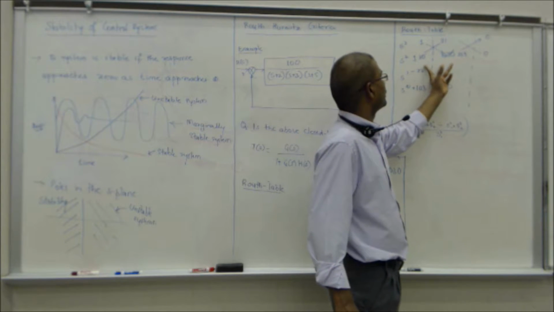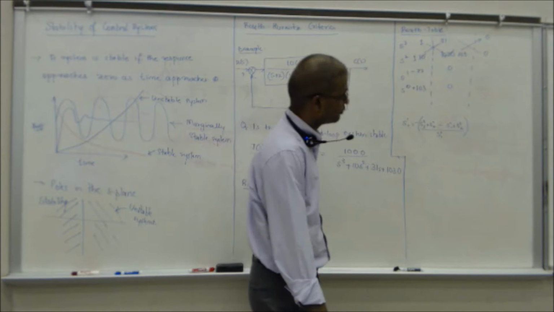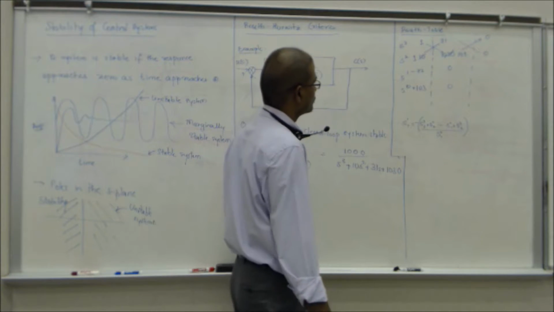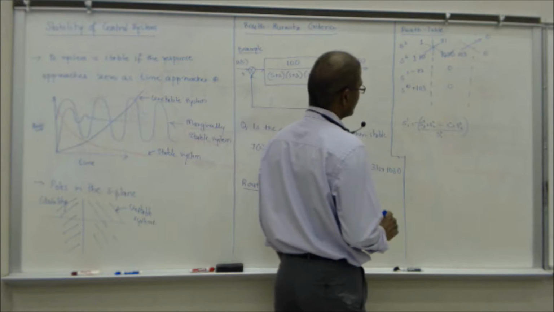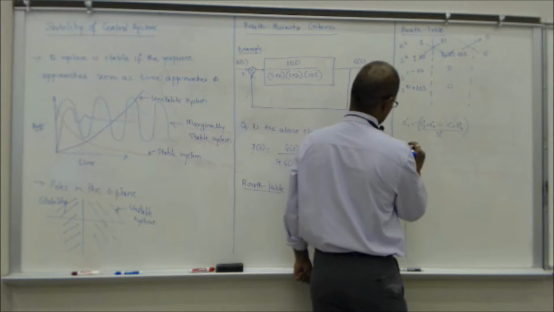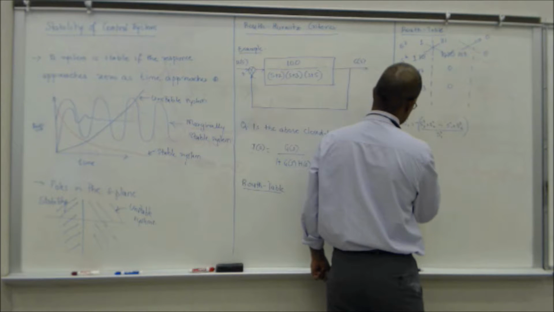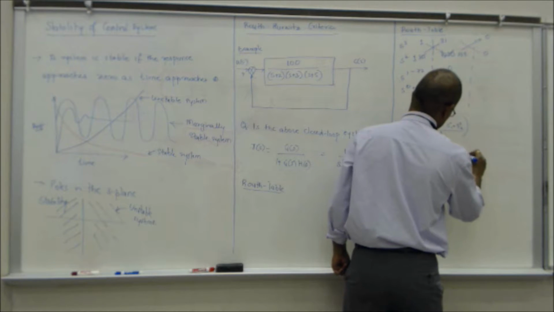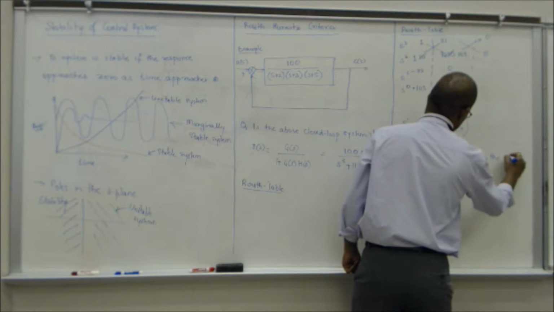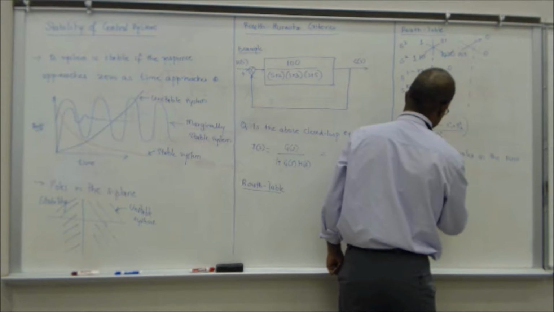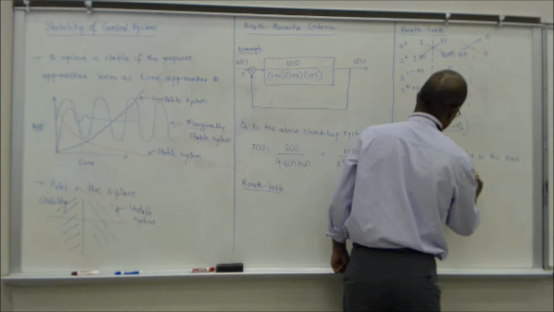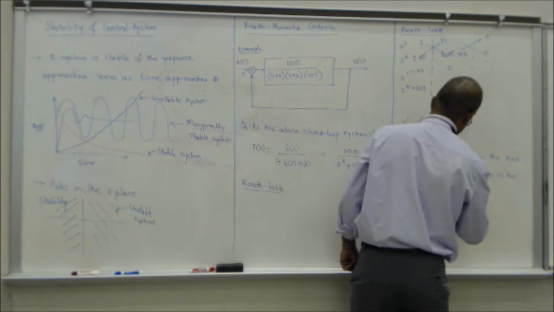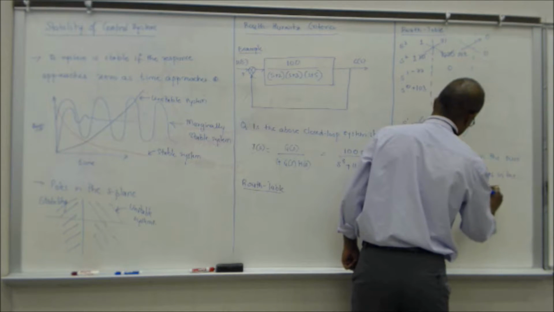This is 0 minus. So now once you have constructed the route table, the rule is number of poles in the right half plane is equal to number of sign changes in the first column.